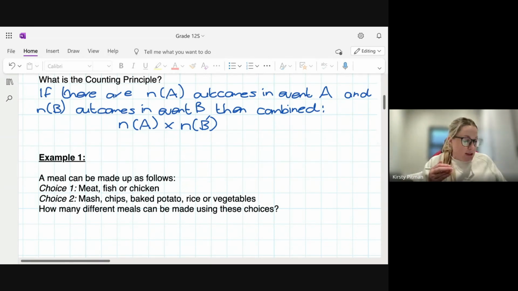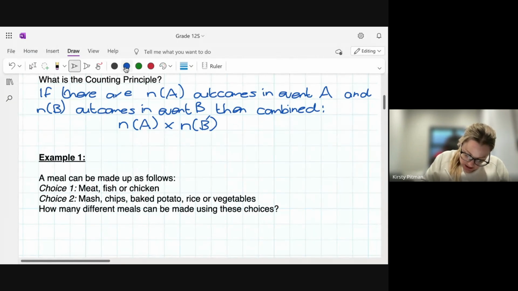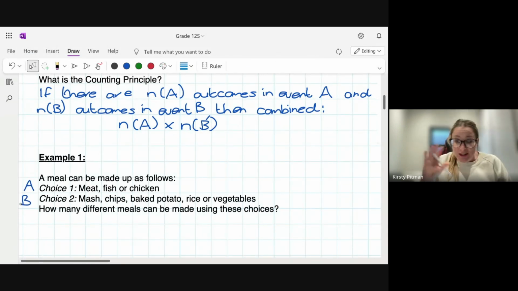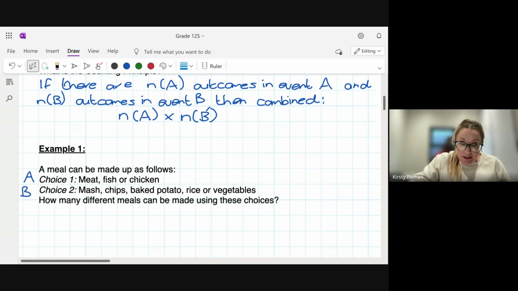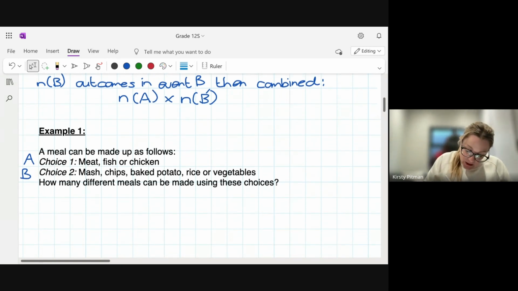We're going to say, to get n of A and n of B, let's call this event A for now. Let's say we call this event B, so using the fancy formula, if we're looking for the number of choices in A, how many choices do we have here? Meat, fish, chicken? There's 3 choices. How many choices do we have for option B? Mash, chips, baked potato, rice, or vegetable? So 1, 2, 3, 4, 5. 5 choices.